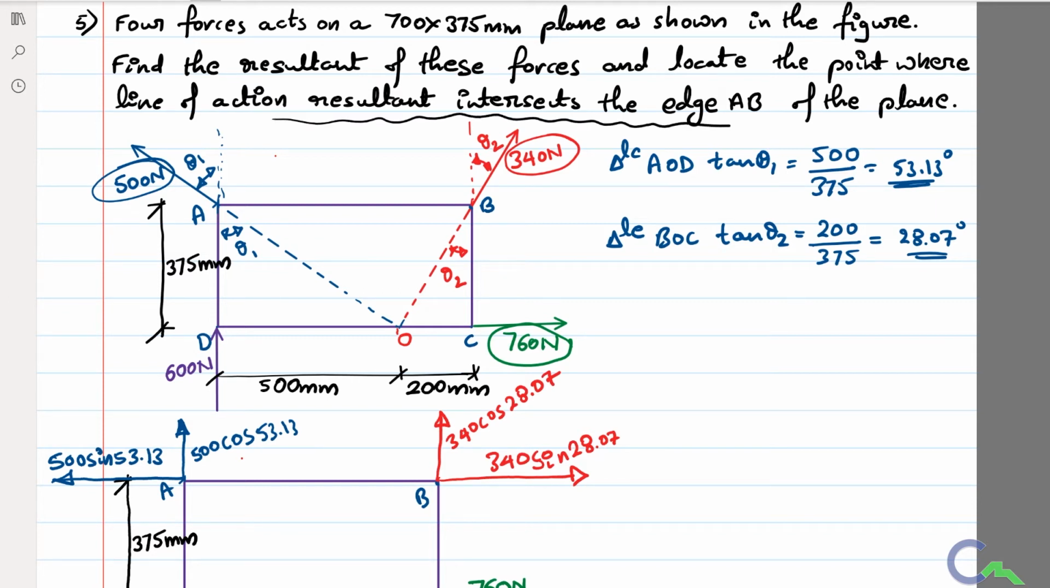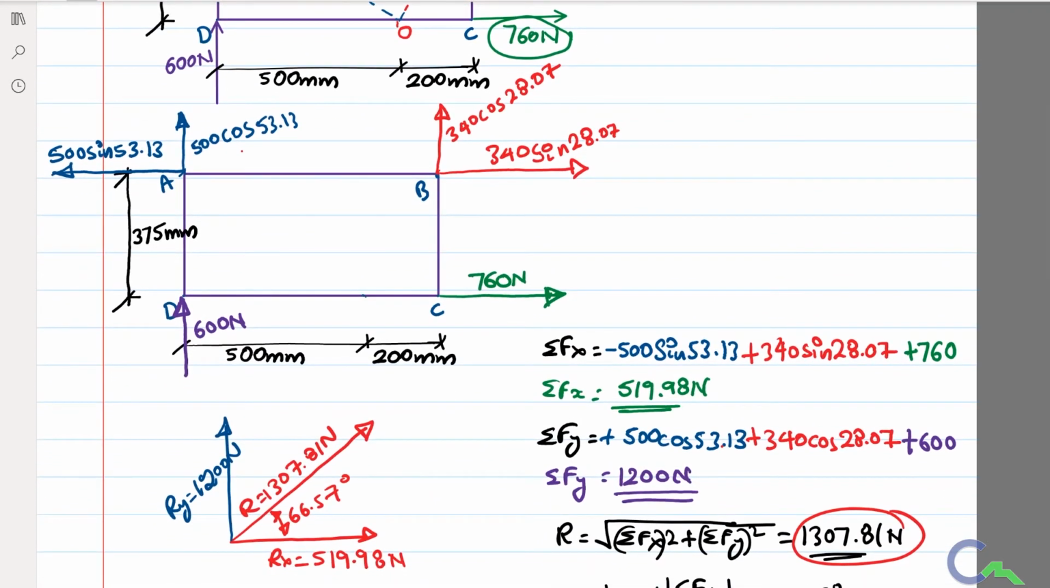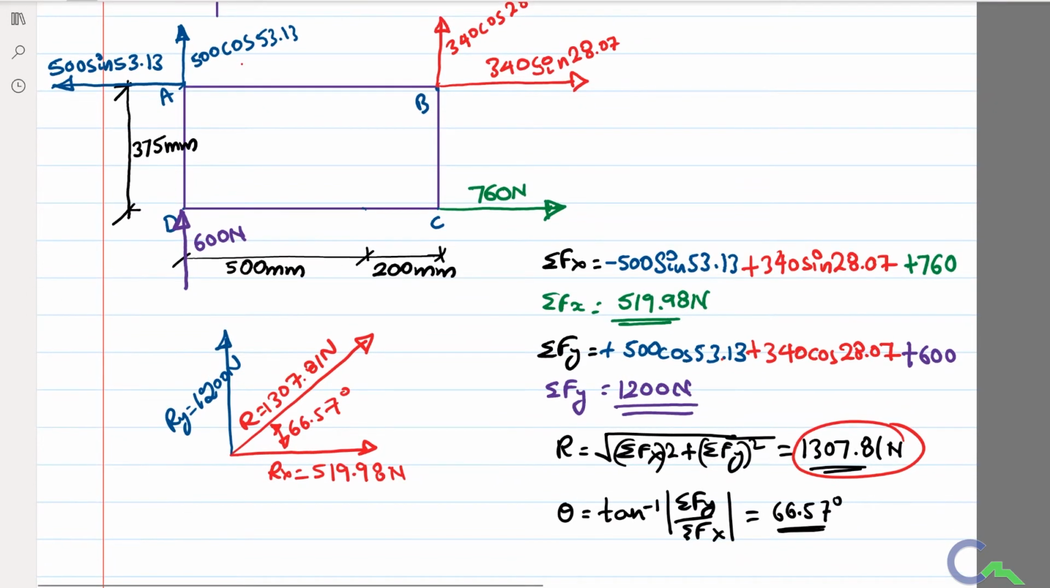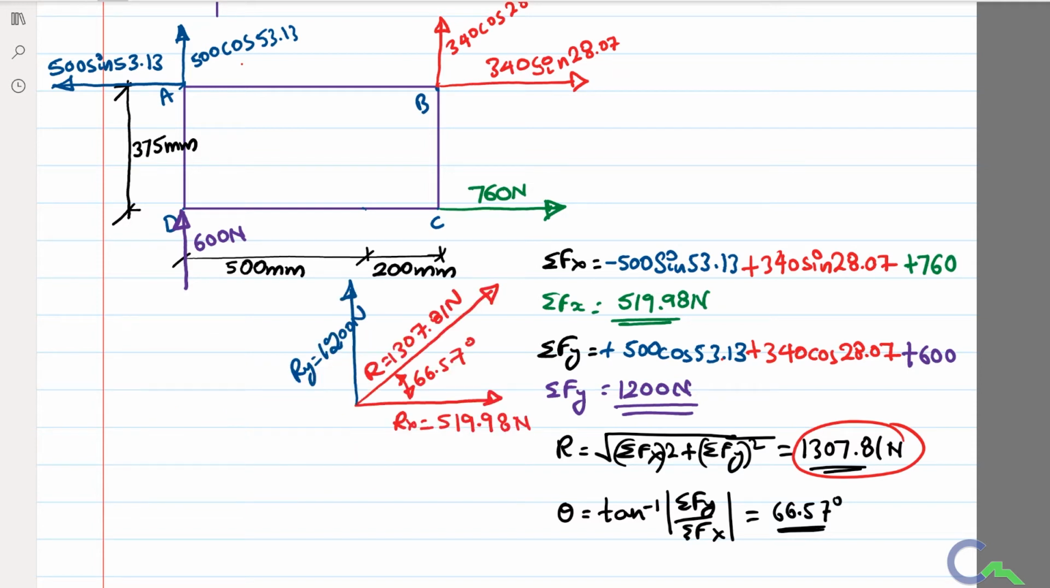intersects edge AB. So for that reason, I am going to consider A as reference point. By taking A as reference point, I am going to calculate moment about A. Then using Varignon's theorem, I am going to find the location of the resultant. So I will take sigma MA is equal to, that is moment about A.